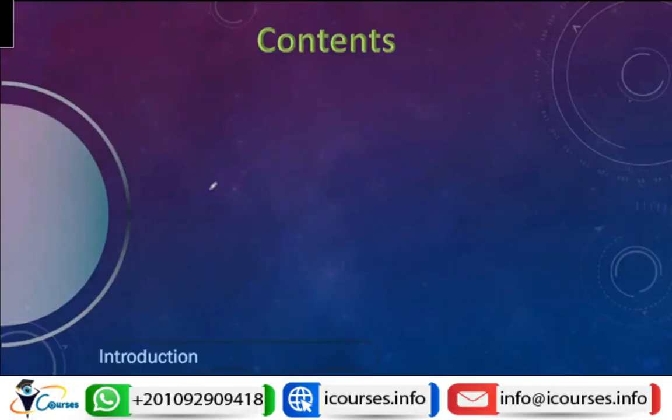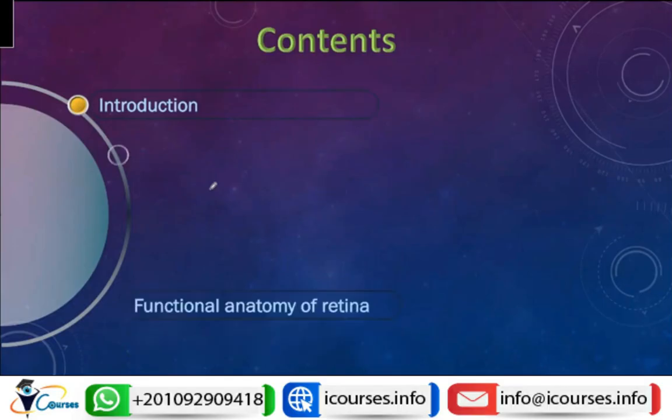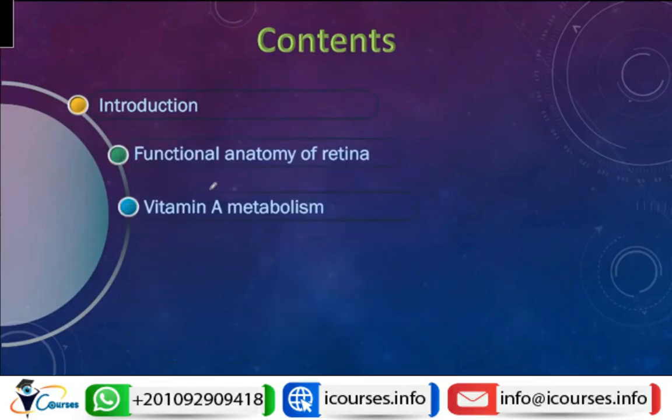Okay, so with this lecture, we will give just an introduction about the functional anatomy of the retina, and then we will go through the role of vitamin A in the physiology of vision. Then we will discuss the visual cycle: how the visual pigment breaks down, the process called bleaching, and the regeneration. Then after the visual impulse is initiated in the retina, how is it transmitted through the visual pathway?